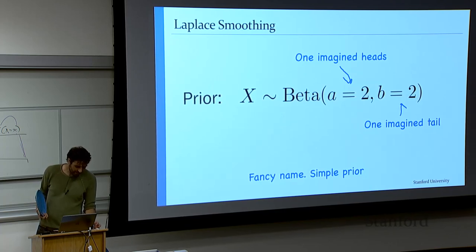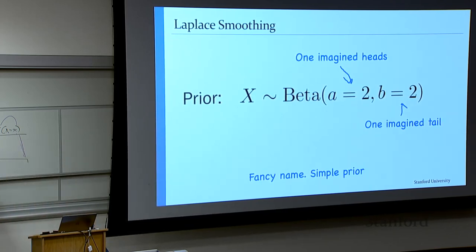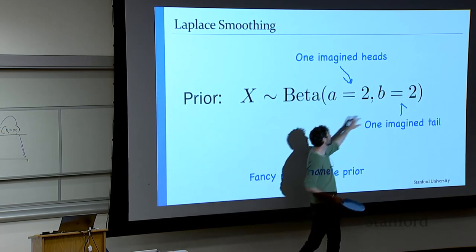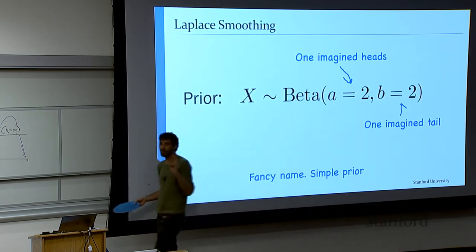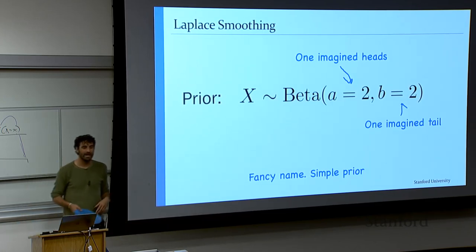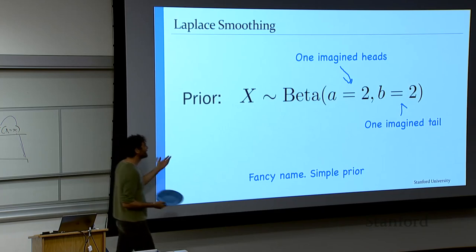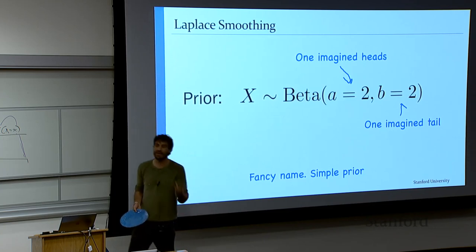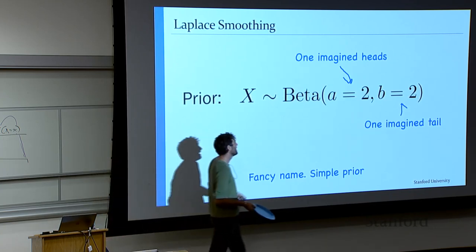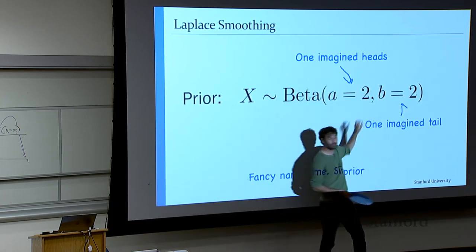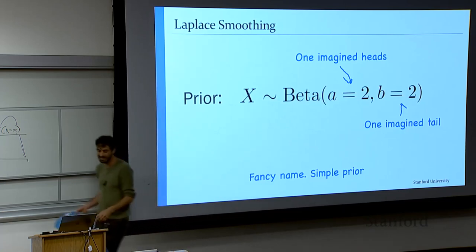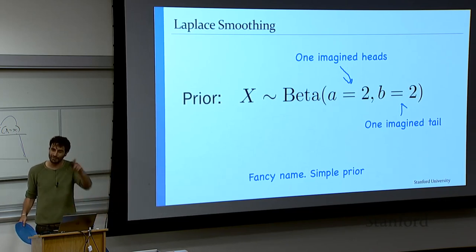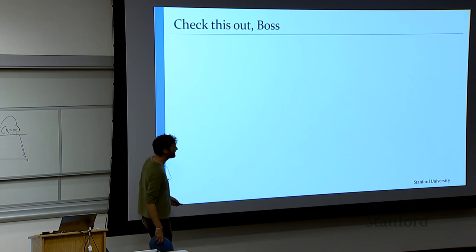There is one thing you need to know. Most people don't always use uniform as a prior belief. There's a different prior belief that a fellow called Laplace made very popular. He said, my prior belief is one imagined head and one imagined tail. And there's a deep philosophy that he went into. He's talking about the probability of the sun rising. And he says, even though I've seen the sun rise every single day, and I believe it will likely happen tomorrow, I want to imagine at least one failure and one success so I can hold in my mind some belief that it might not happen in the future. Long story short, having a beta 2-2 is a popular choice for prior. Uniform is popular, beta 2-2 is popular. Okay, funny name, simple prior.